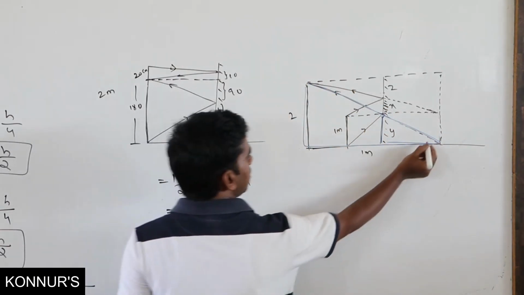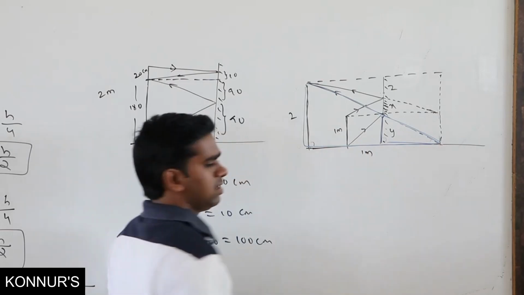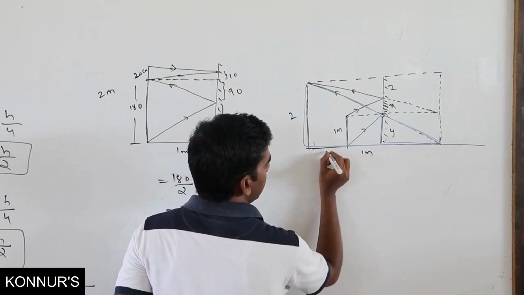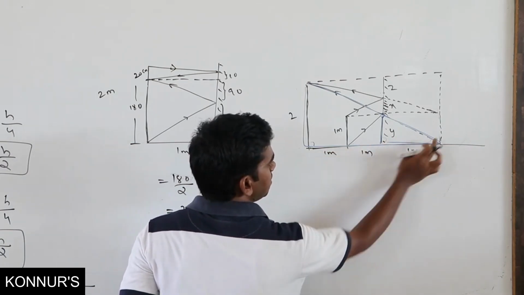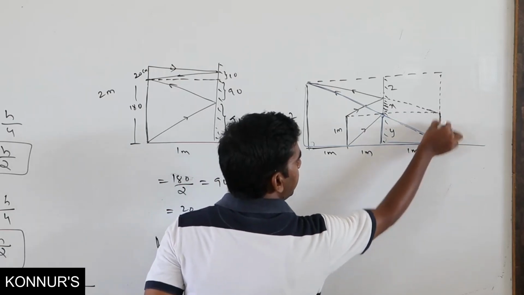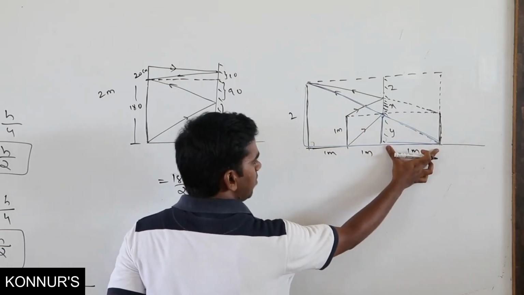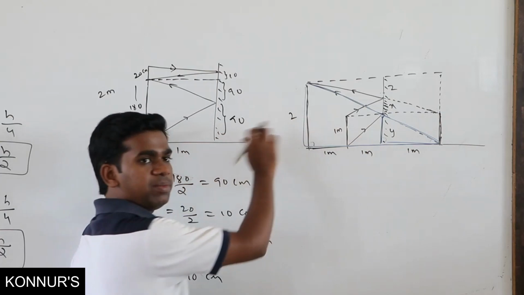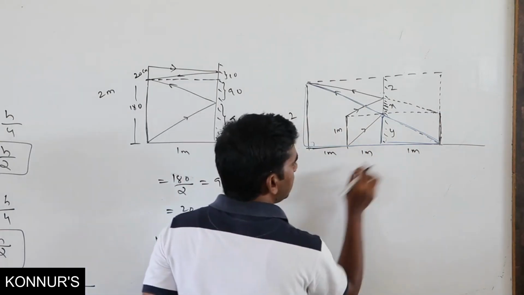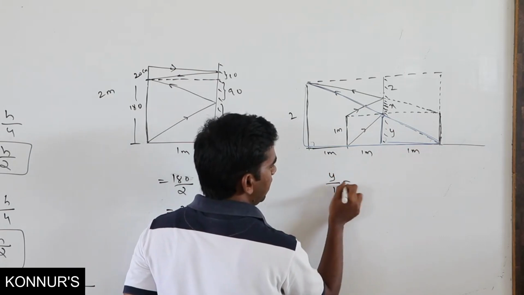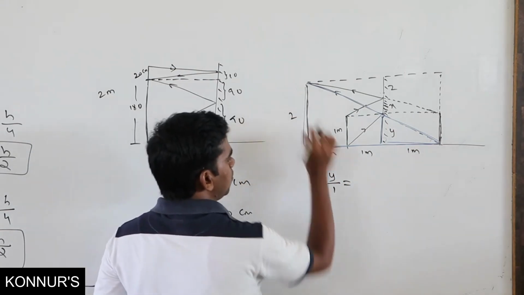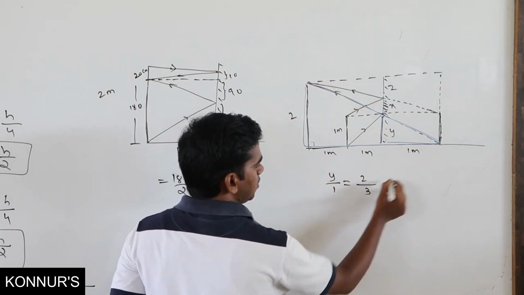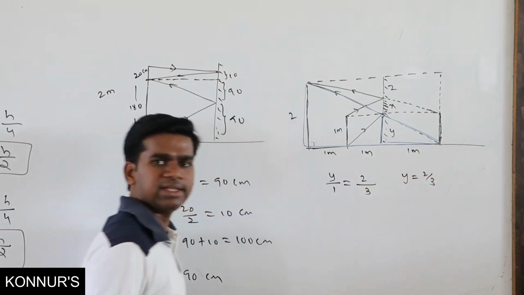These two are similar because this angle is the same. This is 90 degree, so the remaining angles are also going to be the same. So if this is 1 meter and this is 1 meter, this is also going to be 1 meter because this is the image of the boy. The boy is at 1 meter, so this is also going to be 1 meter, not 2 meter, because, again I am telling, it is the image of the boy, not the image of that person. Now the ratio of sides: y by 1 is equal to 2 by total, where total is 1 meter, 1 meter, 1 meter, so 3. So you get y equals 2 by 3.